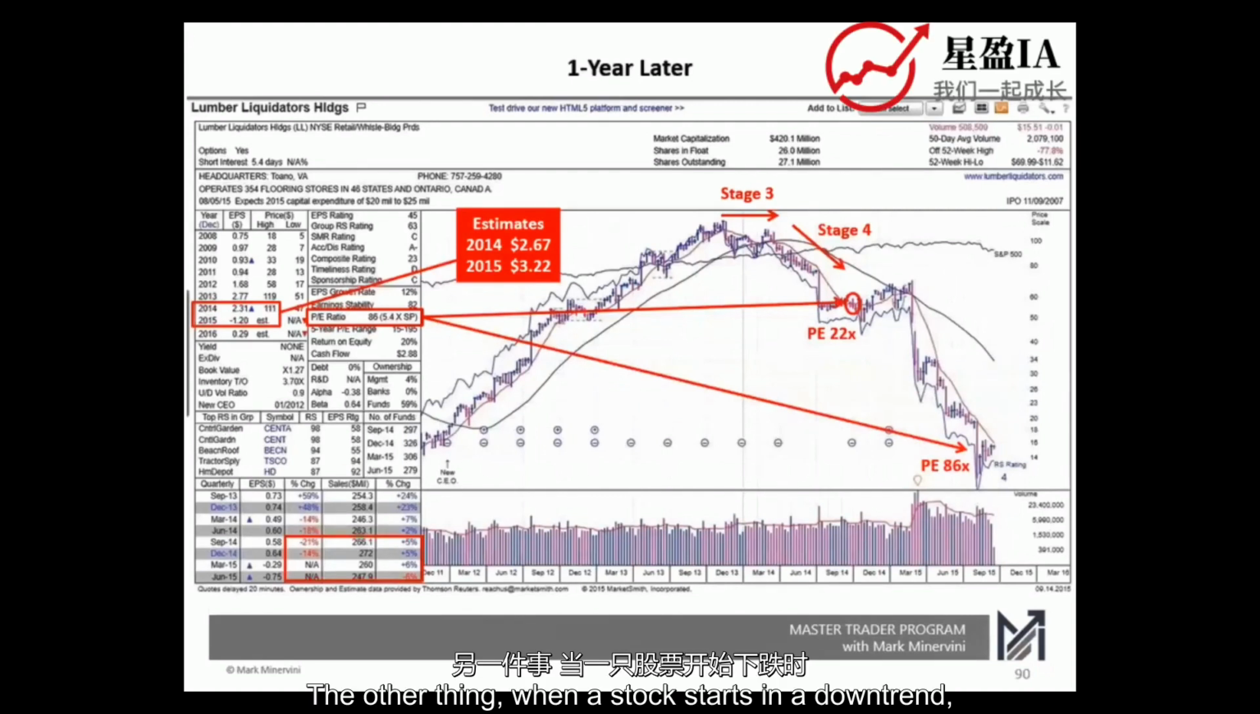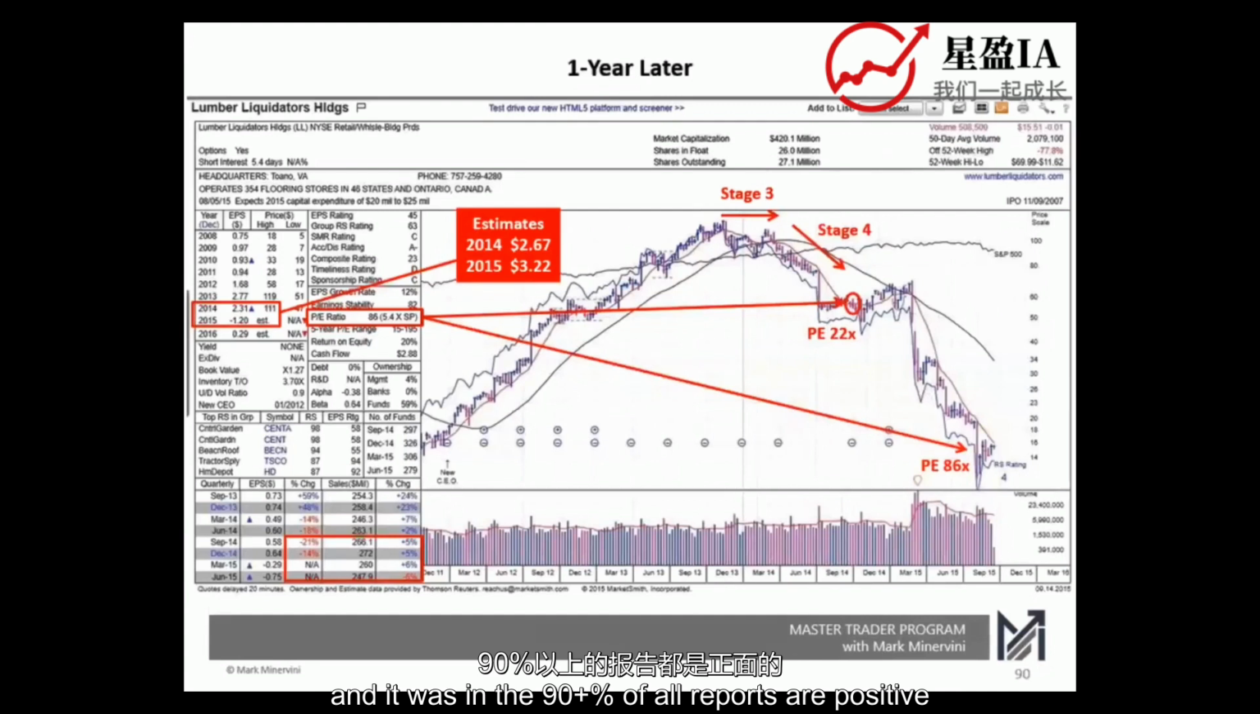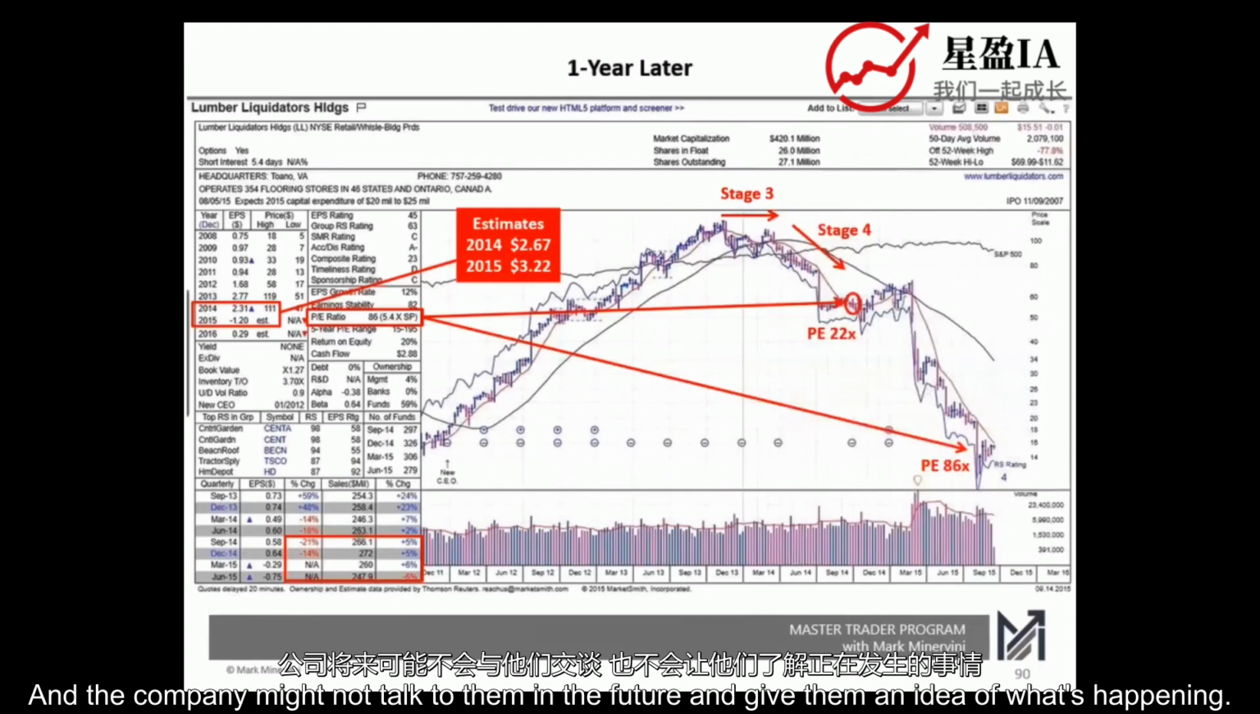Yeah. The other thing, when a stock starts in a downtrend and the outlook for the company starts changing, I think analysts are almost reluctant to say negative things. You've seen in the past they would show how many positive reports there were out on Wall Street, and it was in the 90+% range of all reports being positive. And companies usually don't put out negative reports, and analysts also don't want to say negative things about companies because they're going to get out of their good graces, and the company might not talk to them in the future and give them an idea of what's happening.